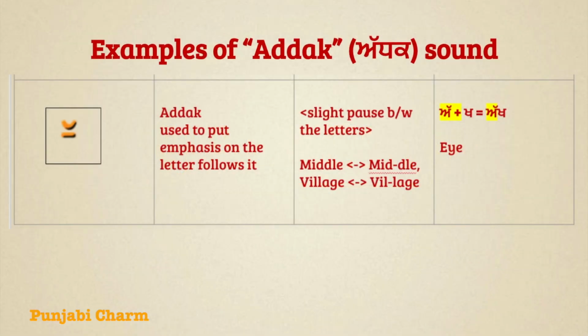Friends, in this video we will learn Addak matra words. In the first video of this series we learned that Addak matra is represented by this symbol. And Addak matra is used to give a slight pause between the letters and to put an emphasis on the letters that follow it. As in middle, and village. And we learnt a Punjabi word ak, with an Addak matra on top of it, and it means I. Let's learn more Addak matra words.